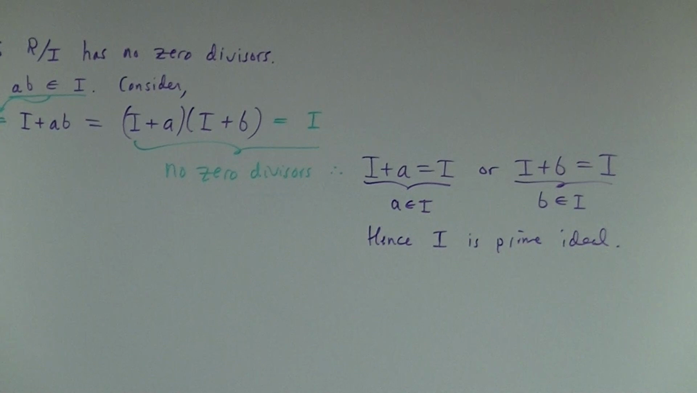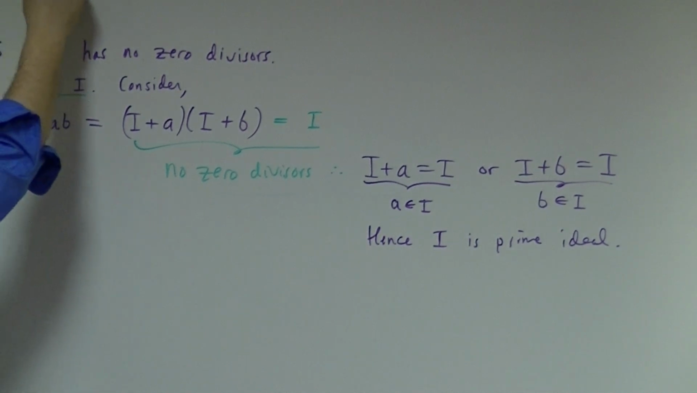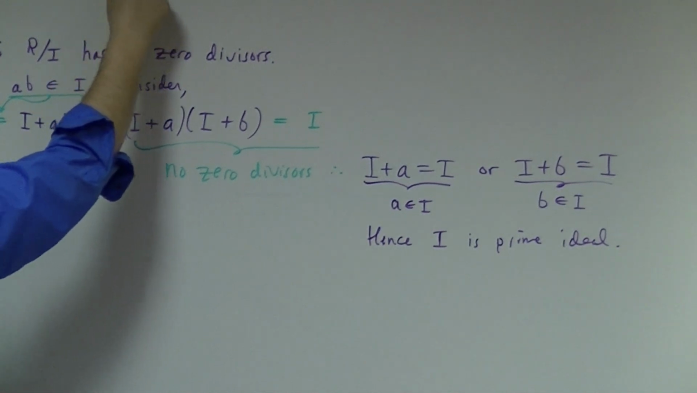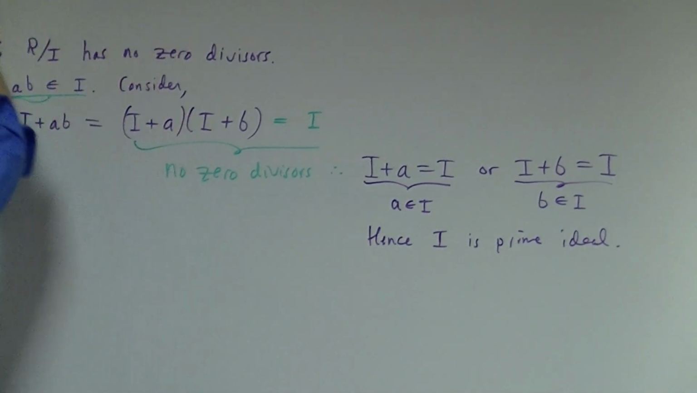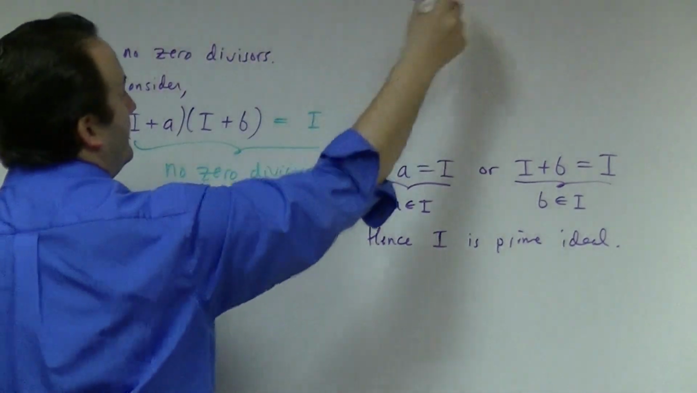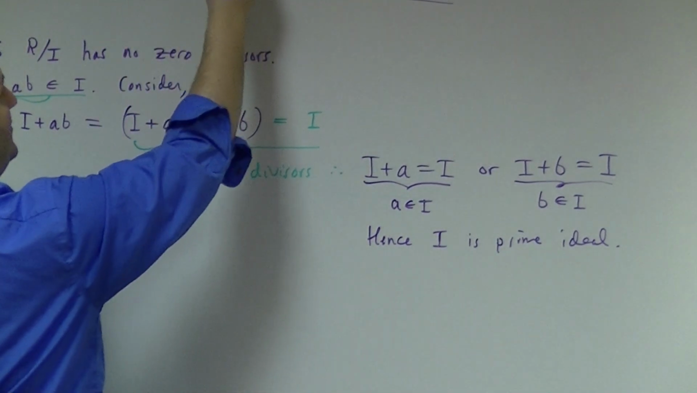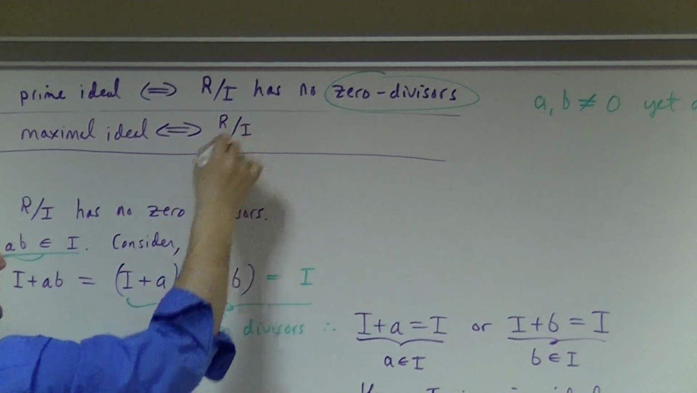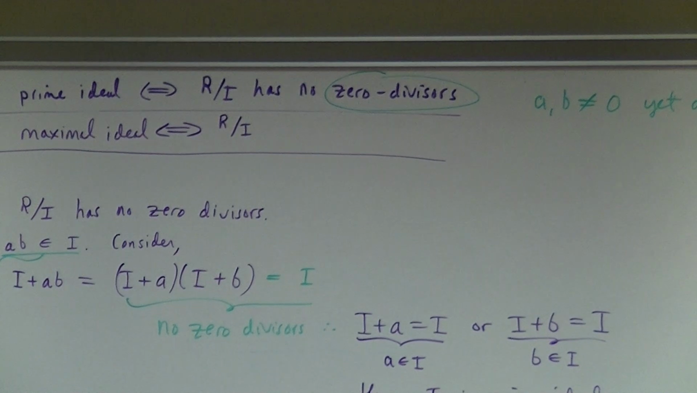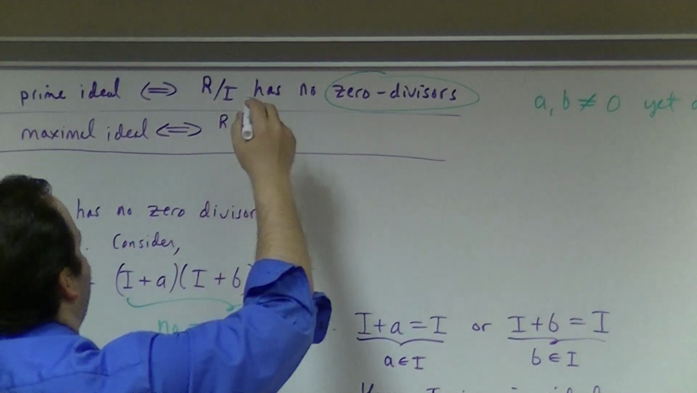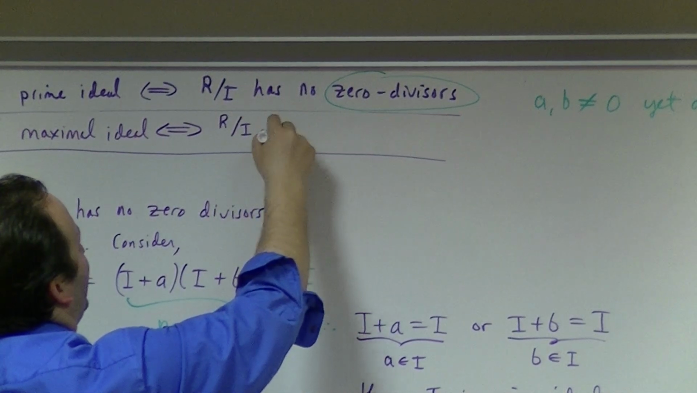That brings us to our next theorem, which is the characterization of maximal ideals. Theorem: I is a maximal ideal if and only if what? What is this, Jerome? What is it? Our I is a field.